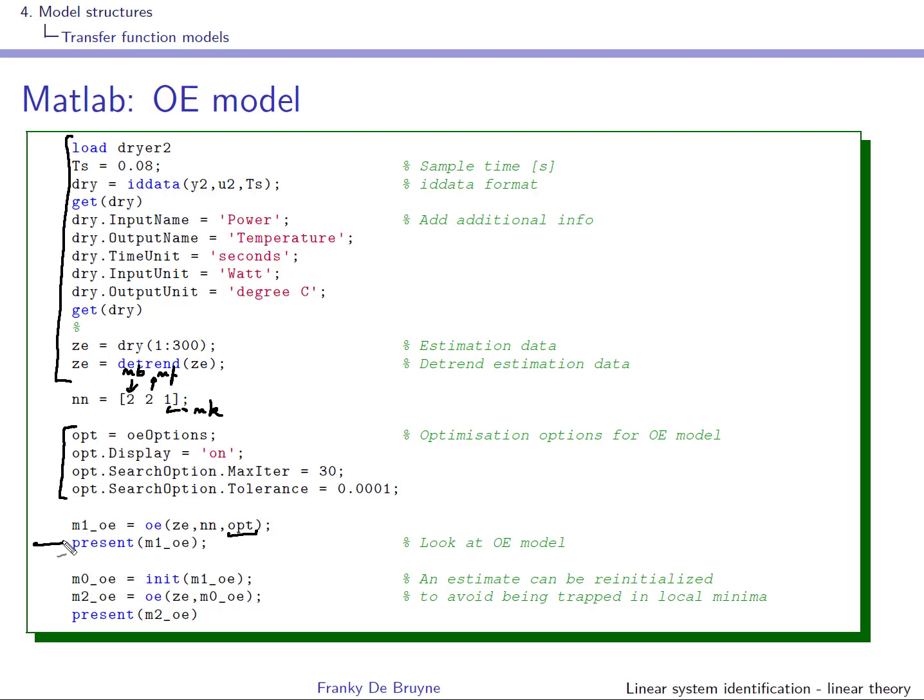And as usual, you can have a look at the parameters, and you should, and have a look at the values of the parameters, but also their confidence interval. So what you can then do next, since you're again in an iterative procedure, is look at what happens if you start the iterative procedure from another starting point, and you can achieve this using the command init. And again, this is this trick to avoid being trapped in local minima.